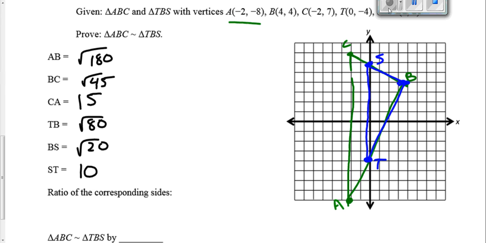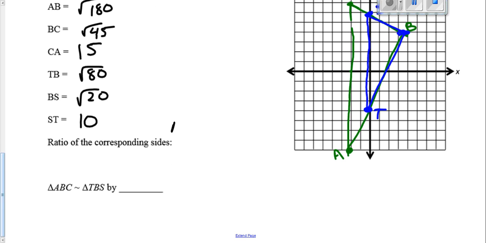All right, so if I'm going to be proving that these two are similar by side, side, side, I need to find the ratio of the corresponding sides. So I know that AB and TB correspond, because they go over each other. So I'm going to do a ratio of AB over TB, which ends up being the square root of 180 over the square root of 80, and when you do it on your calculator, it reduces to 3 over 2. Keep that as a fraction, please.